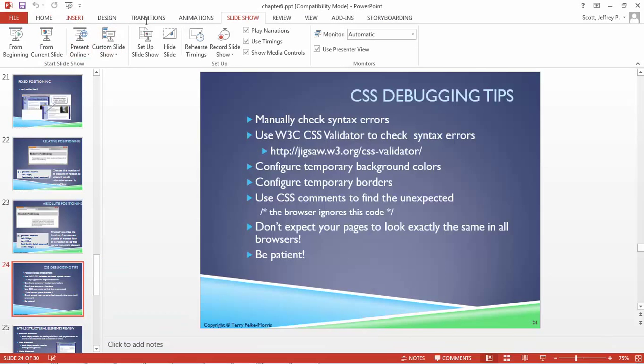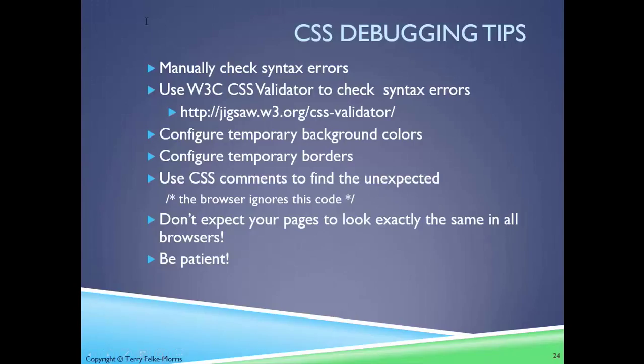So what you should do when you're coming in here and you're starting to check about possible CSS problems is manually check for errors, and notice it says manually check syntax errors. A syntax error is an error in the rules of the language. You forgot to put a semicolon in. You spelled float wrong, something like that.